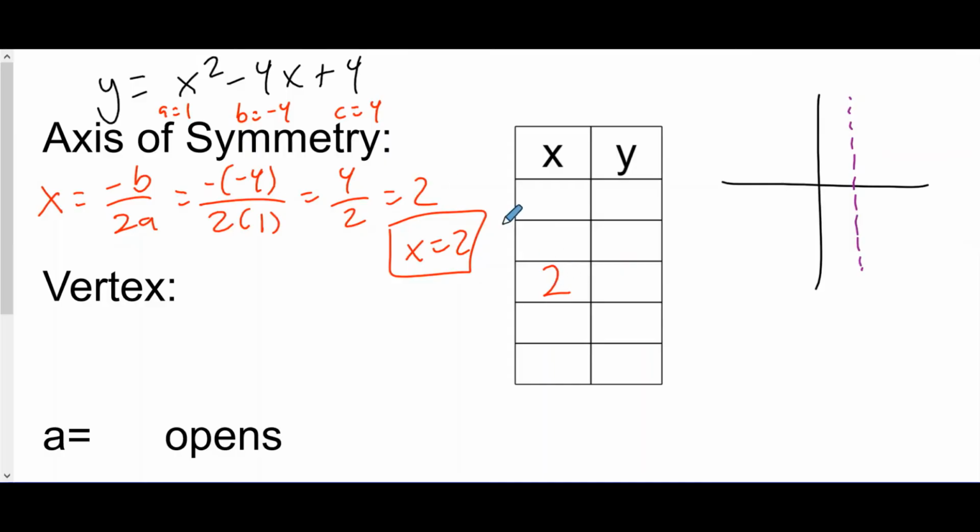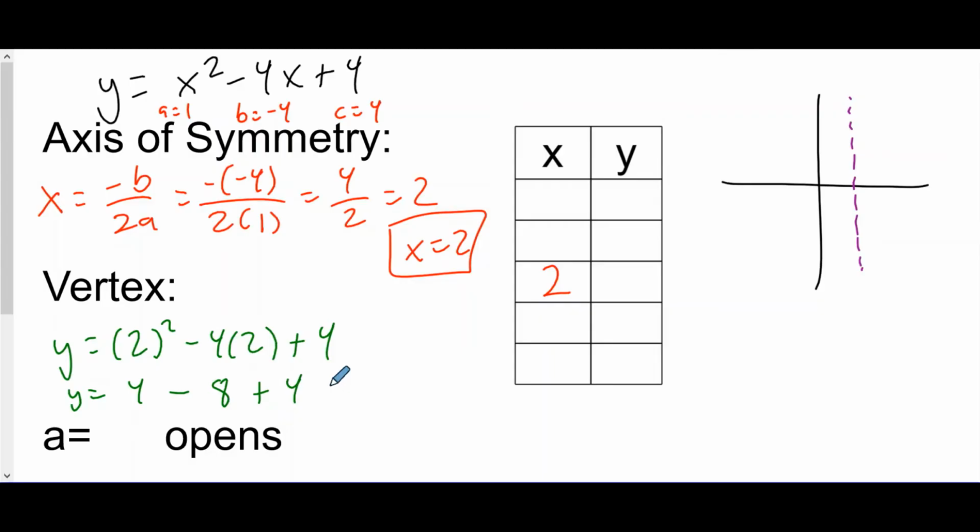I'm going to take that 2 and plug it into the equation. So I have y equals 2 squared minus 4 times 2 plus 4. And that's going to be 4 minus 8 plus 4. And 4 minus 8 is negative 4. Plus 4 is 0. So my vertex is at (2, 0), which means it's right here.